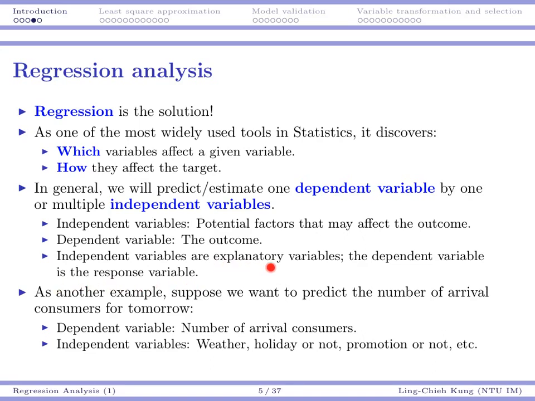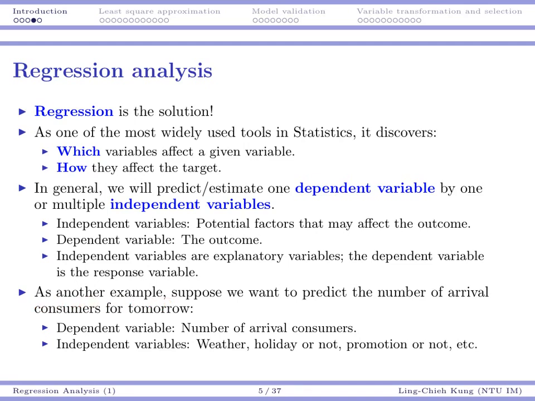So, explanatory means I want to use these independent variables to explain why the dependent variable is so high or so low. So they are used to do explanations. The dependent variable is a response to the values of the independent variables. That's why it is called a response variable. So in our house example, the price is the dependent variable. Okay? And the number of rooms, number of bedrooms, and the size, they are the independent variables.